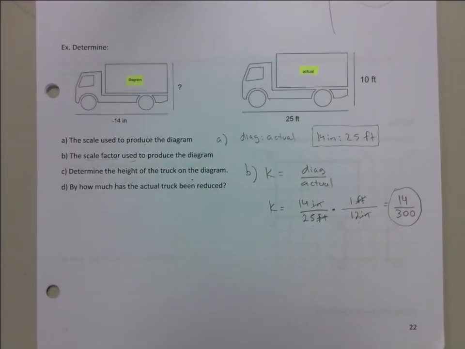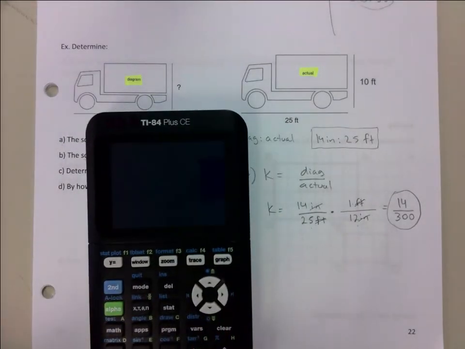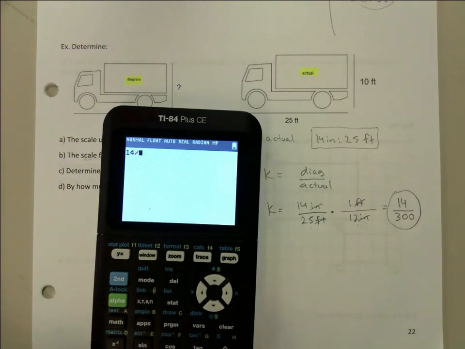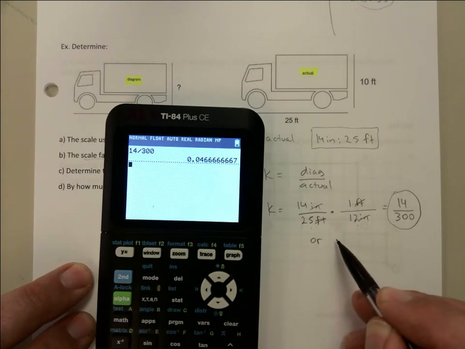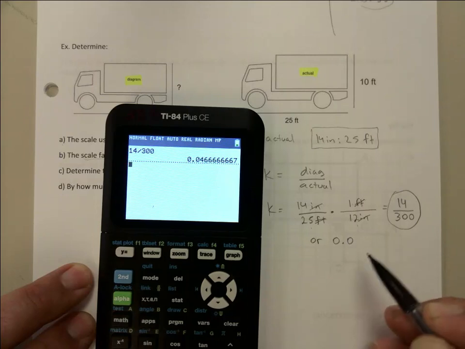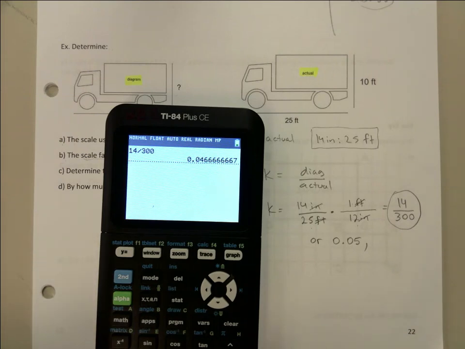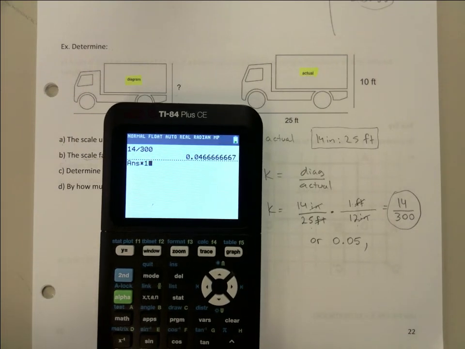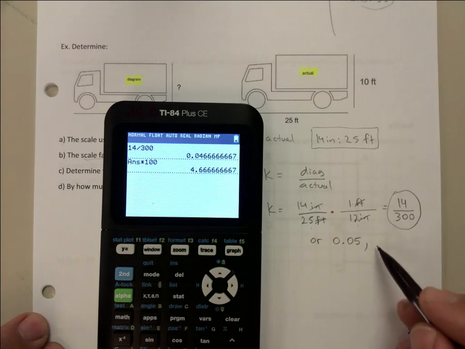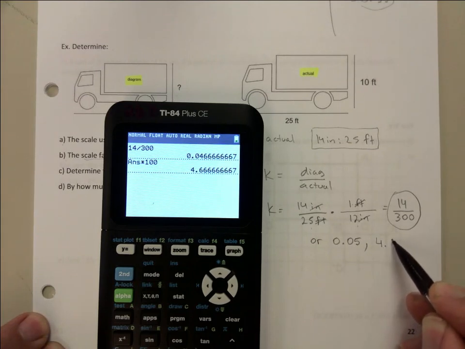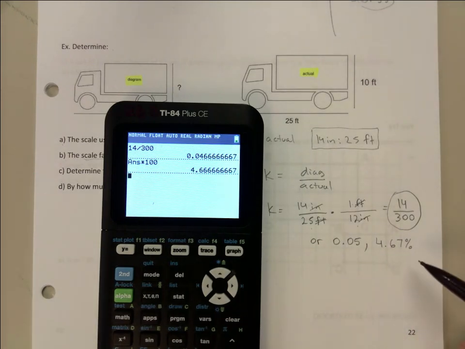Stop me anytime. Okay. All right, so our scale factor is this. Just because I want you to practice, let's turn that 14 divided by 300 into a decimal, if I ask for a decimal. You can go 0.05, or you gotta take, so this is where it gets a little tricky, right? You multiply that by 100, and now you round to 2 decimals if you want to state it as a percentage, 4.67%. So it's very interesting.